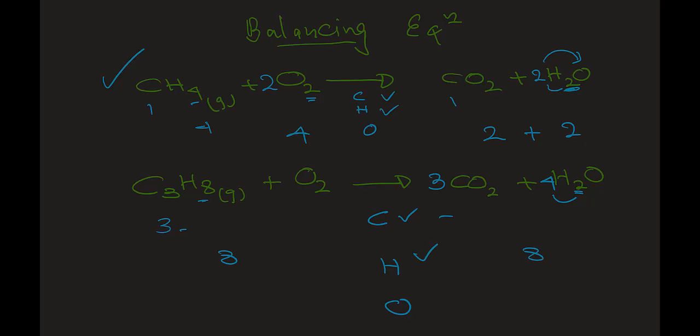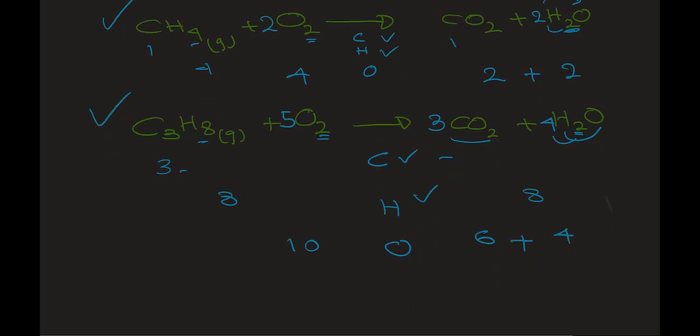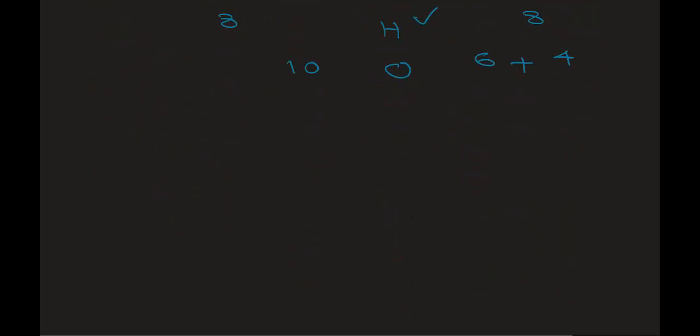So that's balanced. Now the oxygen, that's the last one. 3 times O2, that's CO2, 6. And 4 water has 4 oxygens. 6 plus 4 is 10. So we need 10. But oxygen exists as O2. So 5 times 2 will give you the 10 oxygens, right? You see, this is the way. You start with methane, then jump to propane, right?